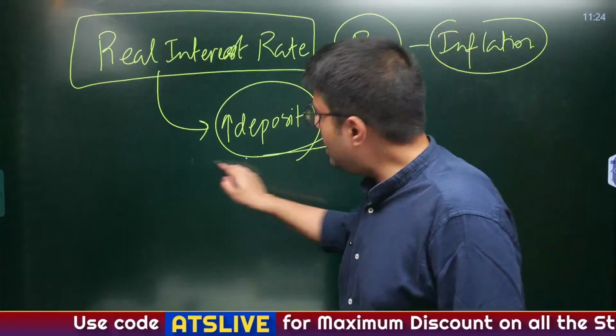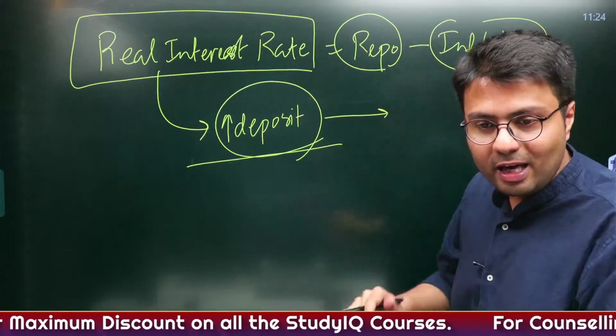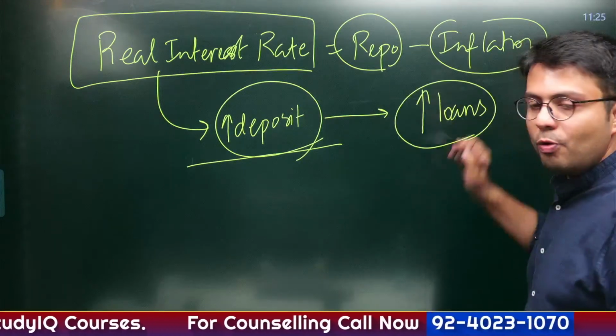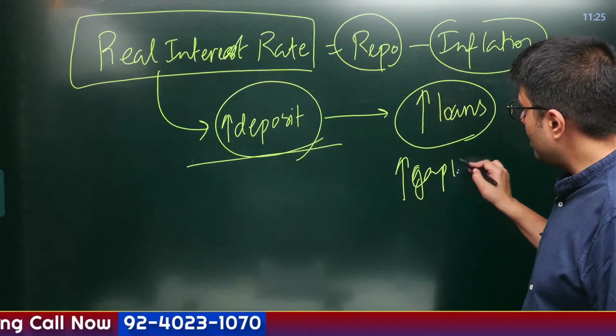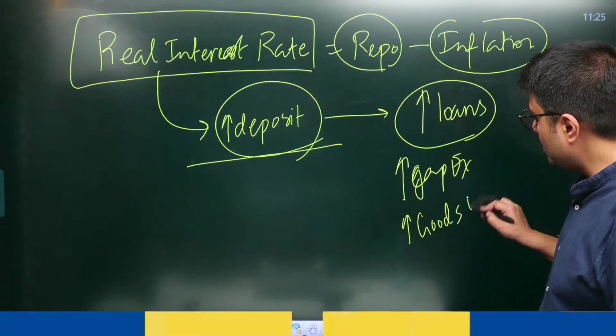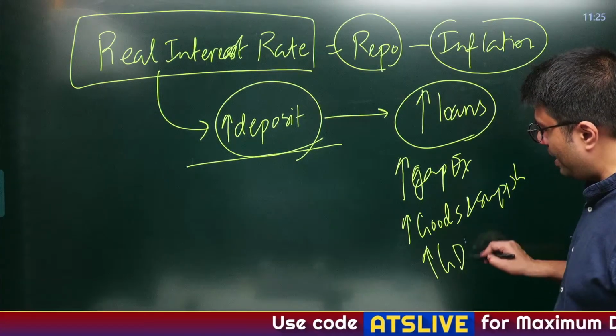And when more deposits happen in the economy, automatically the banks wouldn't keep that money in their banks. They will extend more loans in the market. And what happens when you get more loans from the market? It leads to good capital expenditure. It leads to better goods and services supply, and it leads to growth in GDP, right?